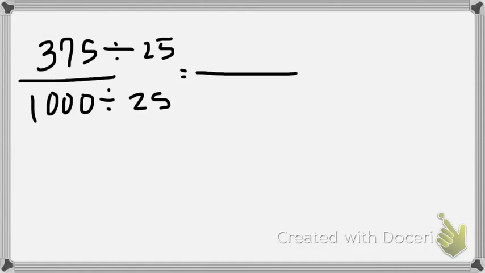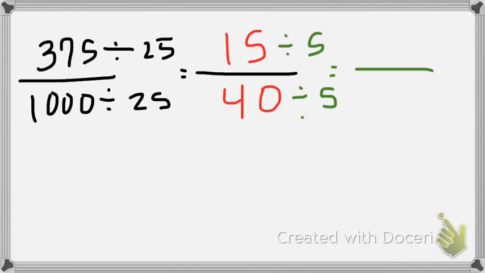So I'm going to divide 375 and 1,000 by 25. I could have used 5, but that would take me a long time to keep reducing it. So 375 divided by 25 is 15, and 1,000 divided by 25 is going to be 40. I can reduce this another time by 5. 15 divided by 5 is 3, and 40 divided by 5 is 8. So my answer would be 3/8.